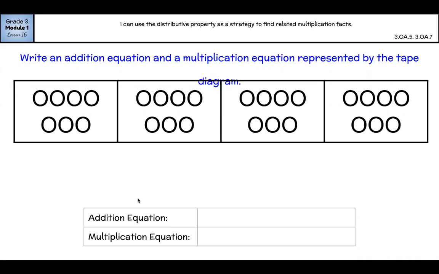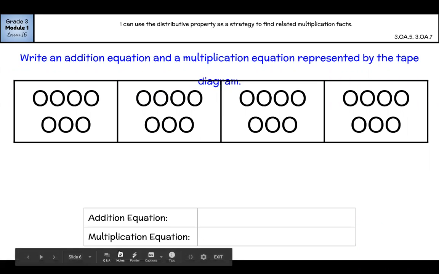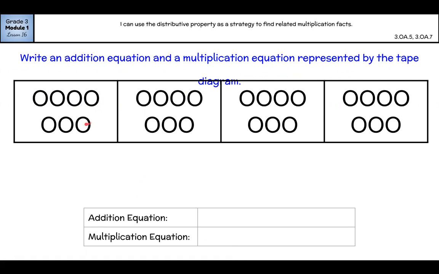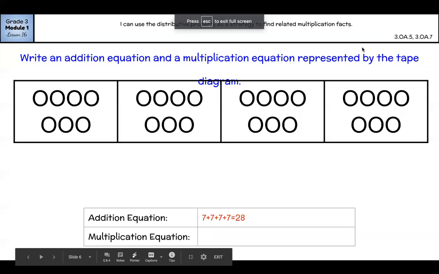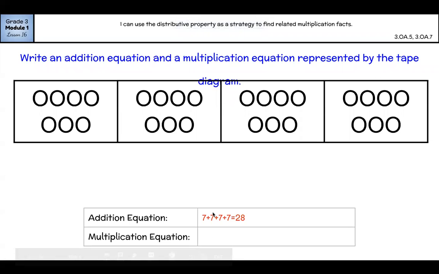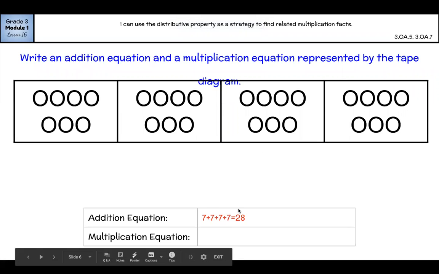Let's look at this one. This one says write an addition equation and a multiplication equation represented by the tape diagram. So this time we have 1, 2, 3, 4, 5, 6, 7. Here's a group of 7, 2 7s, 3 7s, 4 7s. So it's the same as saying 7 plus 7 plus 7 plus 7. So I have one group of 7, 2 7s, 3 7s, 4 7s equals 28 altogether.